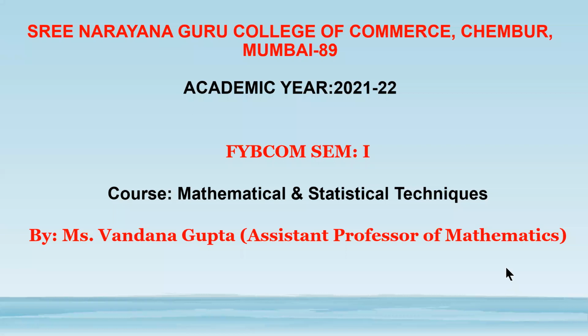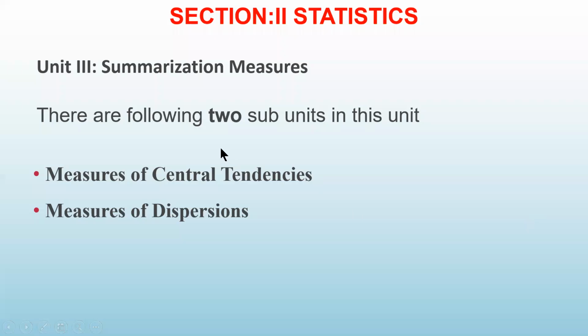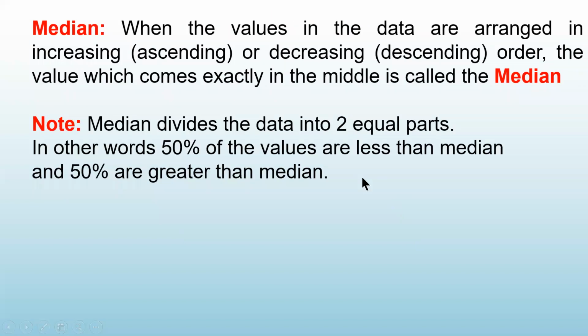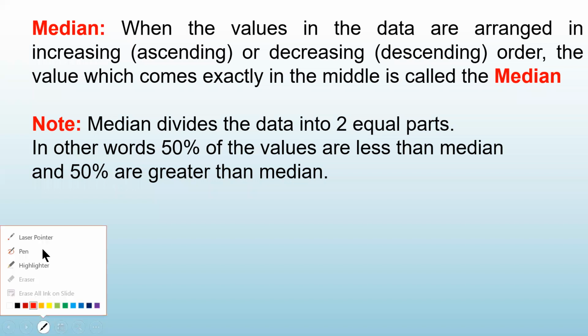So quickly we will revise what we did in the last class. In the last class, we started with median. It is one more important measure of central tendency. Mean we have completed. Yesterday I started with median. So median is what?